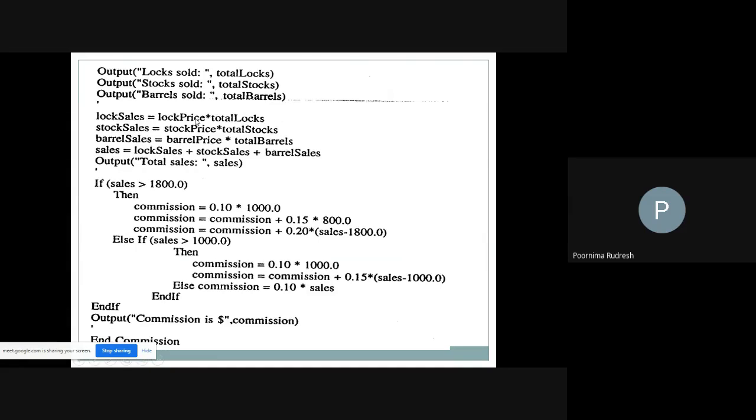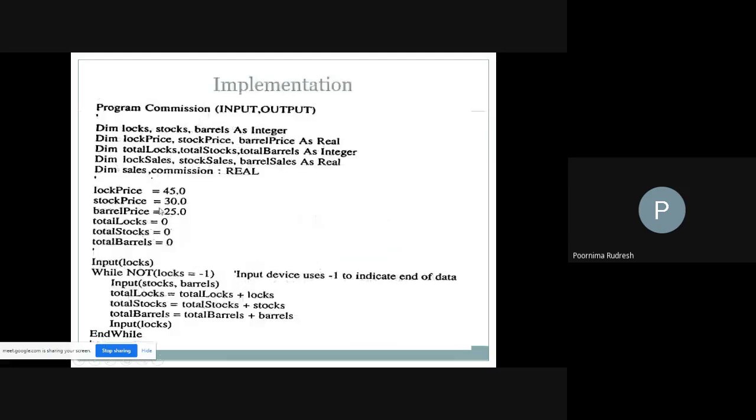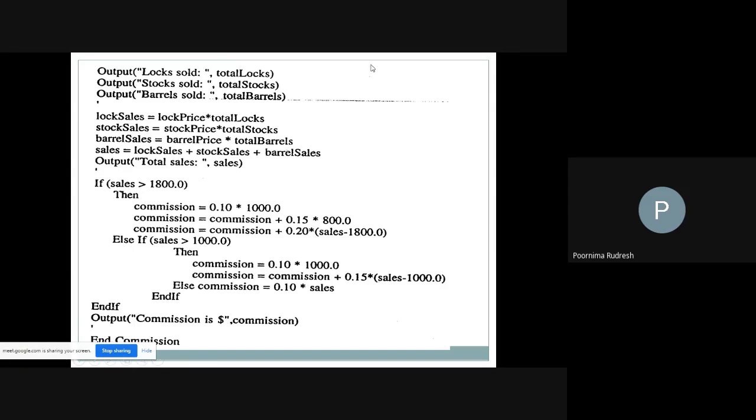Now let us consider that I'm entering the locks, stocks, barrels as 2, 3, and 2. That means the salesperson sold 2 locks, 3 stocks, and 2 barrels. Then what will the values become? Total locks sold is 2, total stocks sold is 3, and total barrels sold is equal to 2. So we are getting the total sales of locks, stocks, and barrels.